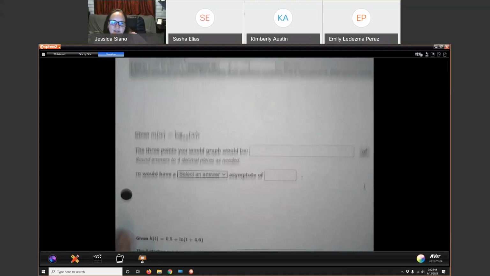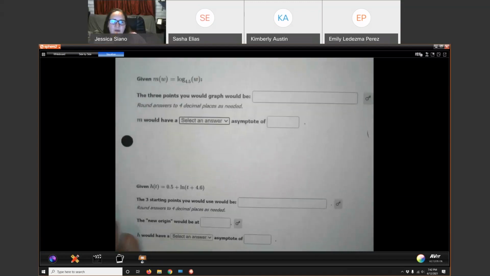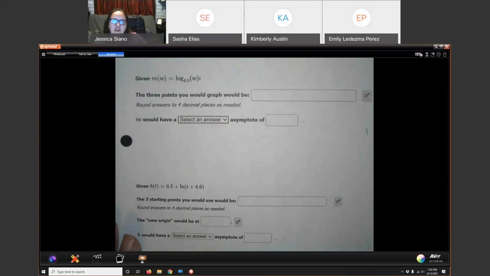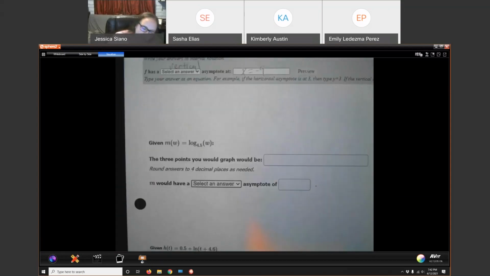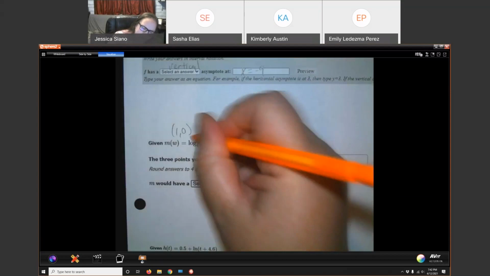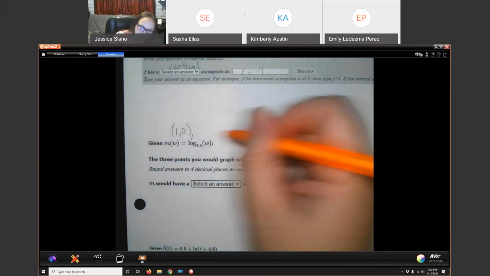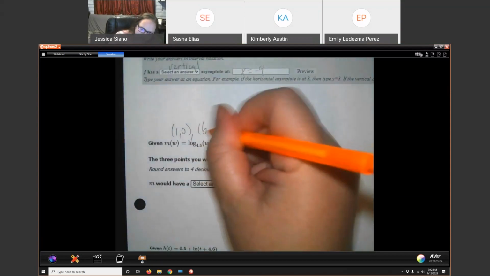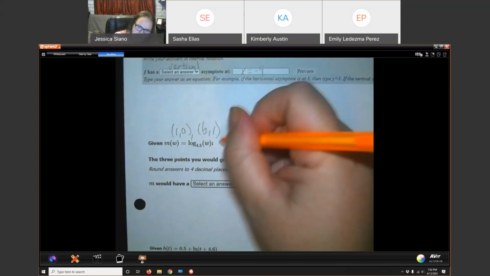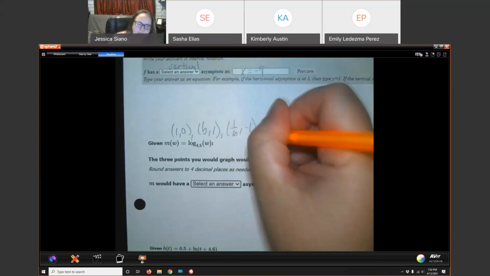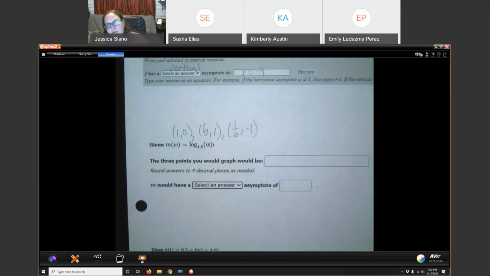And then last but not least, when we're thinking about the properties of these graphs, these questions are going to ask you about 3 points that you need. It's going to be the same 3 basic points every time. The points are always (1, 0), then (b, 1), and then (1 over b, -1). So it's always those 3 points.